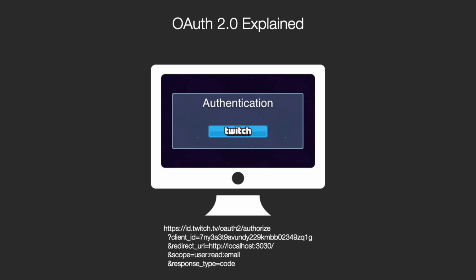The URL has some important parameters, including the client ID, a redirect URL, which in this example is a local server running on the user's machine. The scope, that's the data that the user is authorizing our app to access. In this case, it'll be the user's email address. The last parameter indicates that we are expecting an authorization code back.